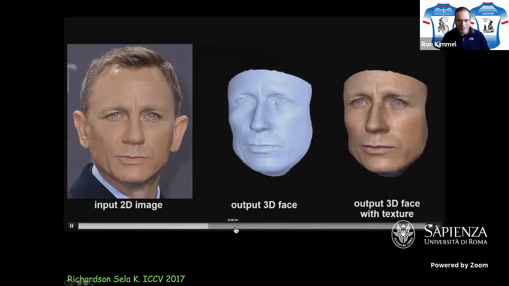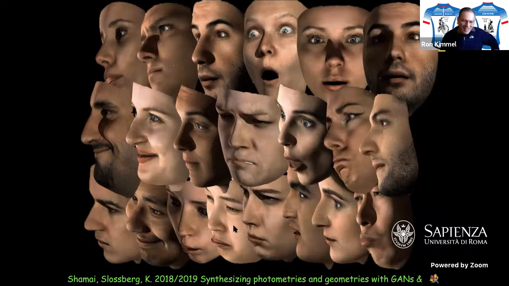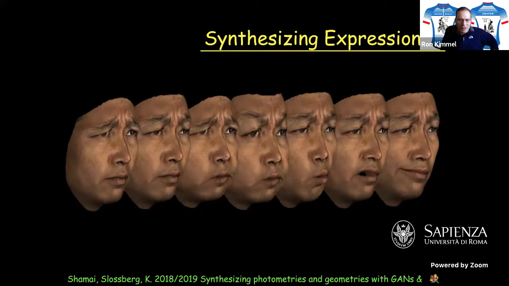Next, what we did is using GANs in order to synthesize images. So again, if we think about images, synthesize geometries. And the idea here, this is work by Gil Shamai and Ron Slosberg, was actually mapping universally all faces into the same coordinate system. If you do that, then what you can do is use GAN in order to synthesize geometries. And these are geometries with different expressions. You can actually push it into the model.